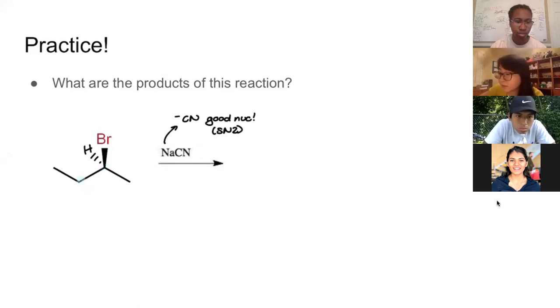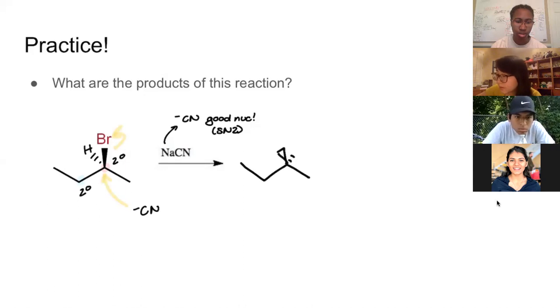Now let's make him blue. You're going to see this is secondary. He's also secondary. That's not so important for now. But yes, so we are all good there. We can do our SN2. And if you remember, it's going to be a backside attack. I'm going to draw my arrows here. Br is going to go off. And your product is going to look like this.